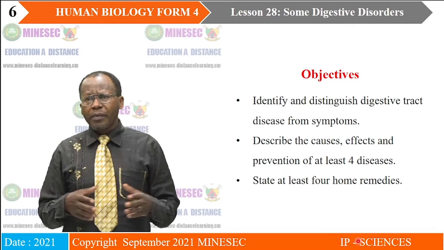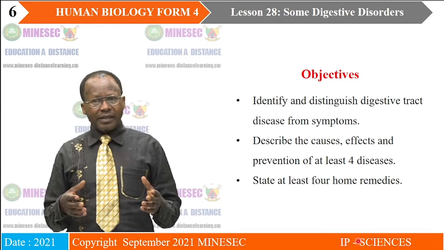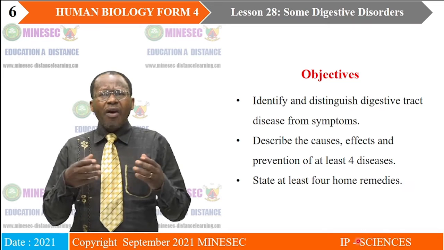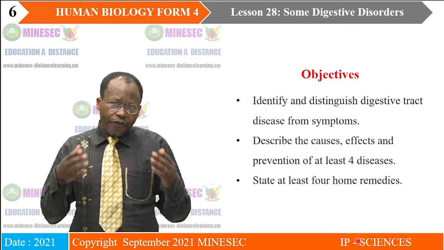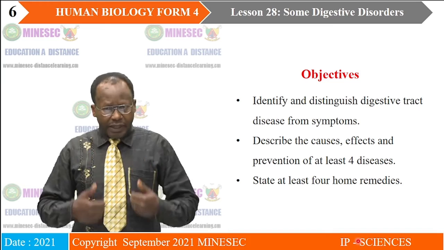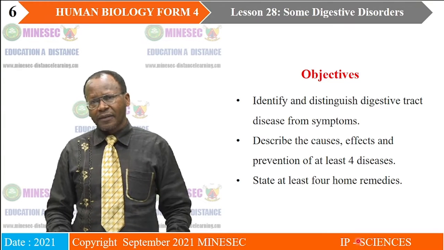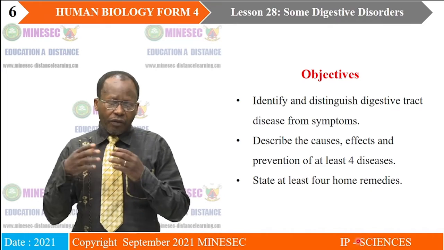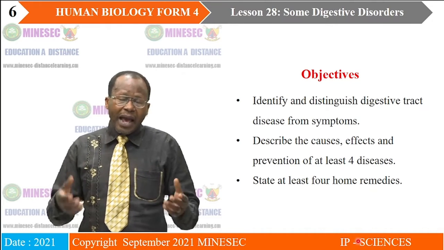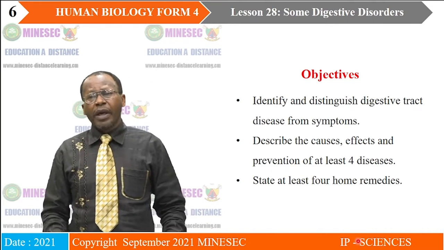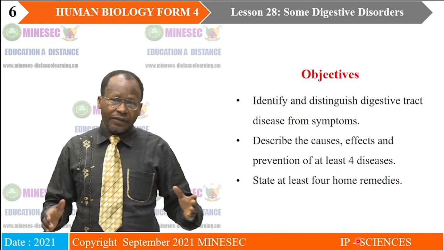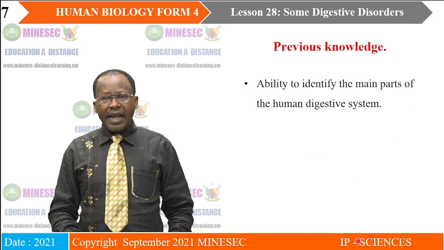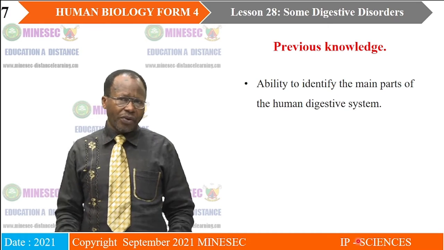You should also be able to describe the causes, the effects, and how you can prevent at least 4 of these diseases from taking place along your intestine. You should also be able to state at least 4 types of remedies that you can use at home if you discover that you have a digestive disorder. That said, you should start taking your notes.